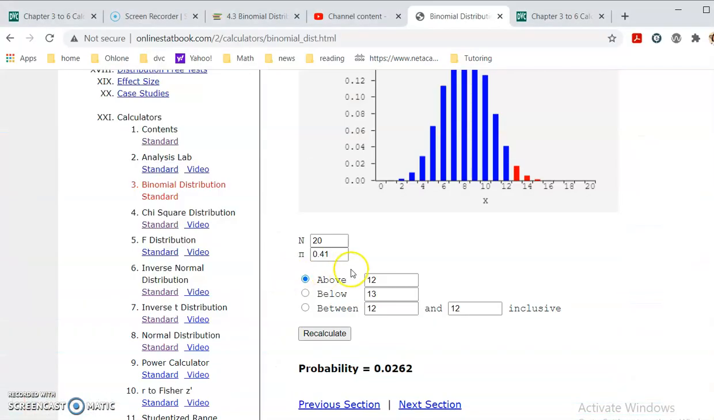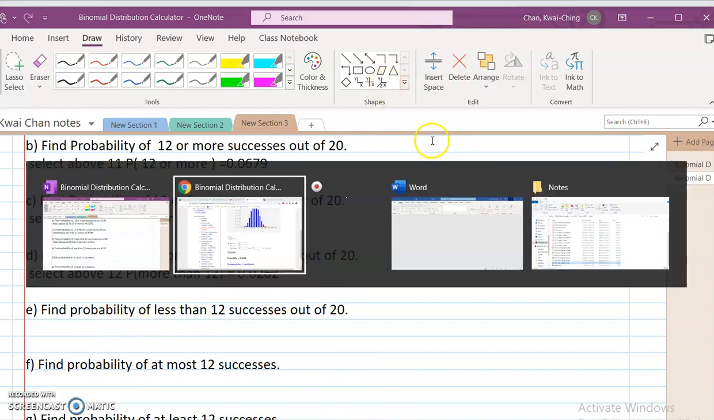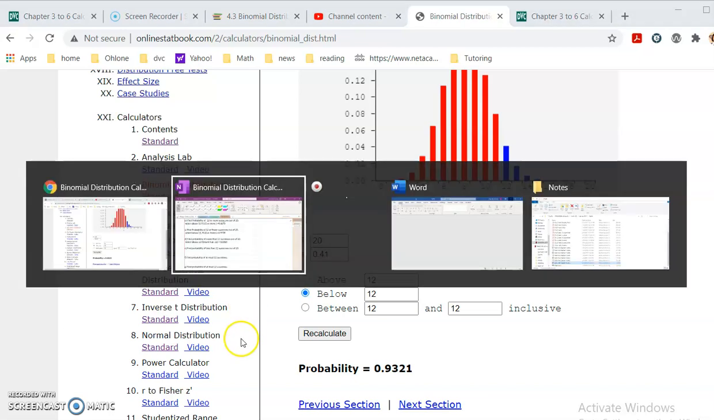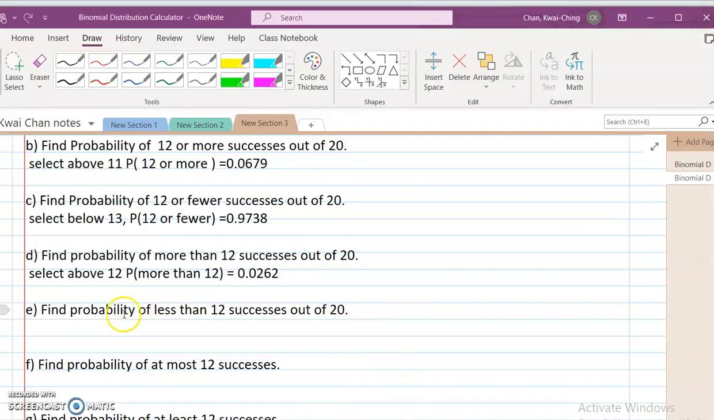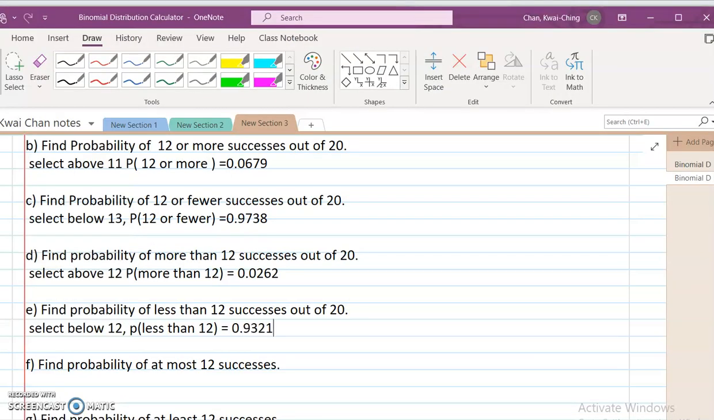And then the probability of less than 12, that would be also easy, right? Less than 12, just below 12, not including 12, so everything from 11 to the end. So what is the number? 0.9321. We say below 12, and the probability of less than 12 is equal to 0.9321.